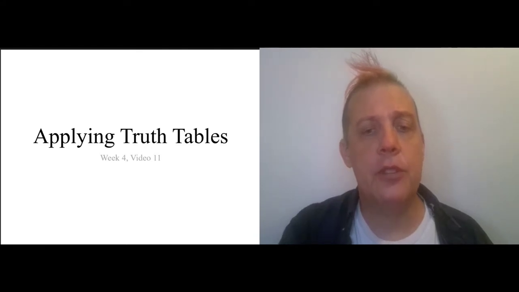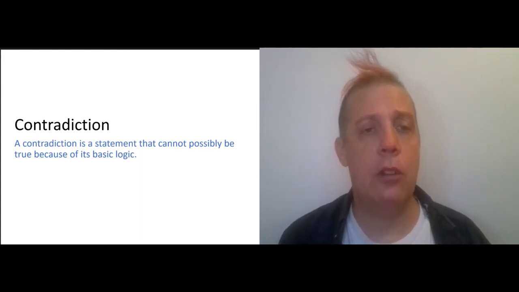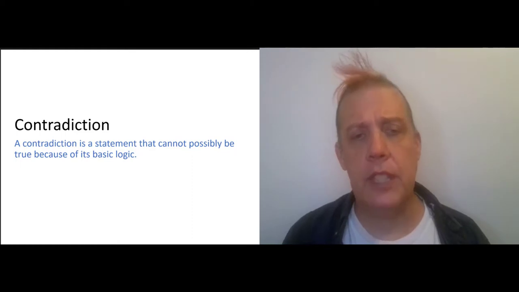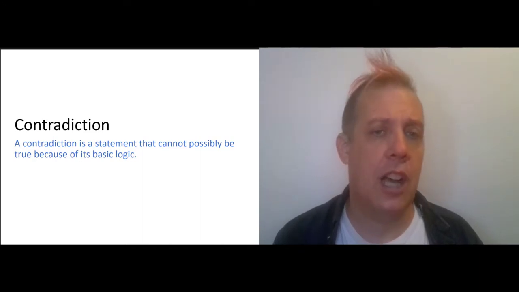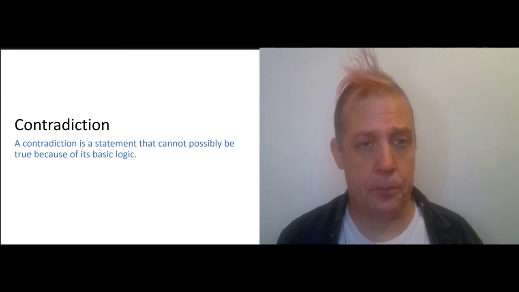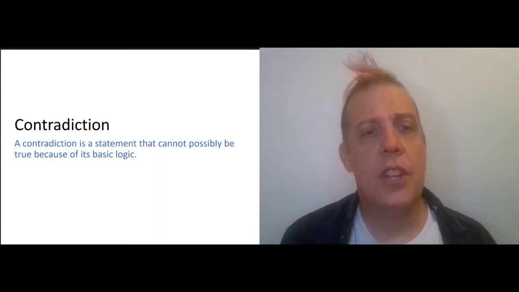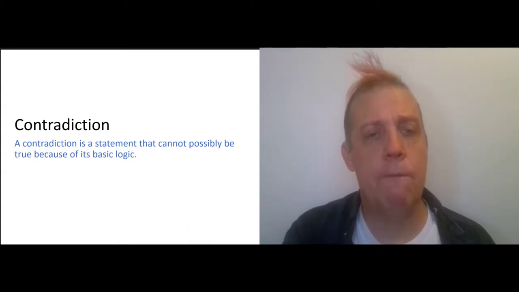So the thing you have to do is go back in your mind to chapter 3, when we talked about all sorts of additional logical properties that we were going to need for formal logic. And the first set of them was contradiction, tautology, and a contingent sentence. So we said that a contradiction is a statement that cannot possibly be true because of its logic. A contradiction is something that must be false.